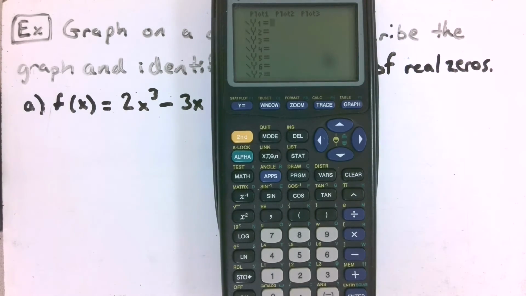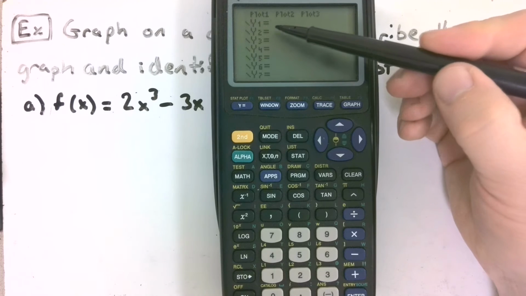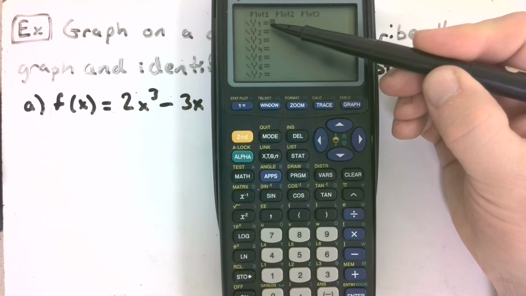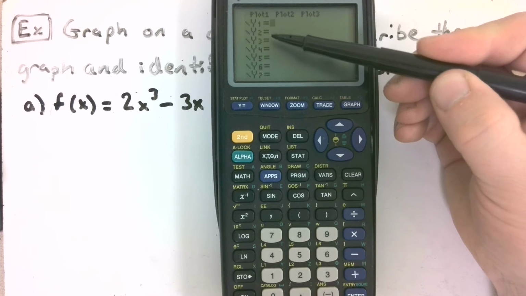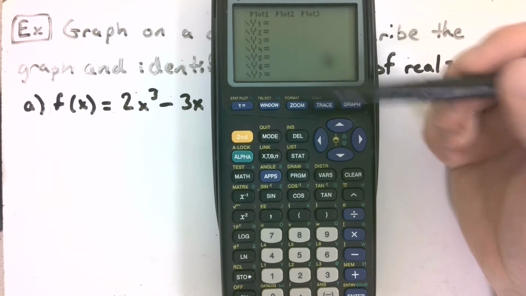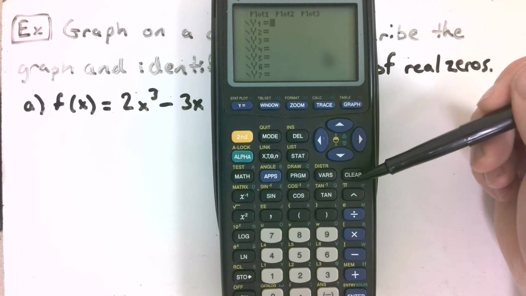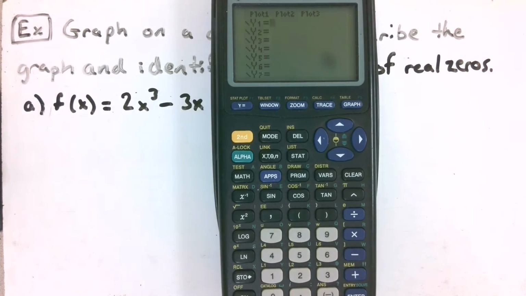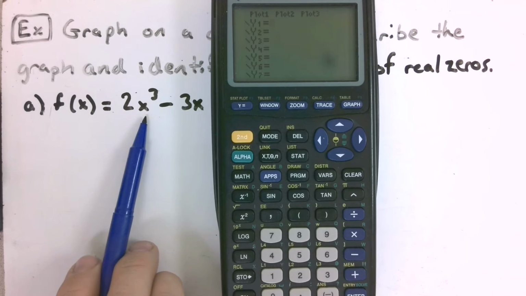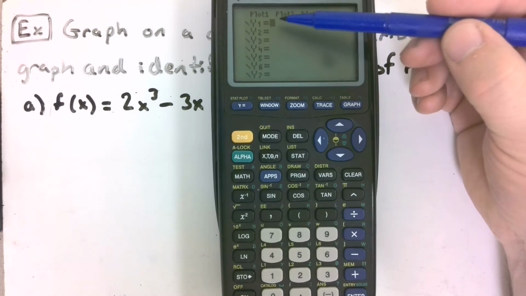You can type in a bunch of different equations here. We have the first line, y1, the second line, y2, y3, and so on. You can type in any of those. If there's anything there, you can hit the clear button in order to go through and clear those out so you can get the new equation typed in. So I'm going to type our equation, which is 2x cubed minus 3x, and I'm going to type that in here.